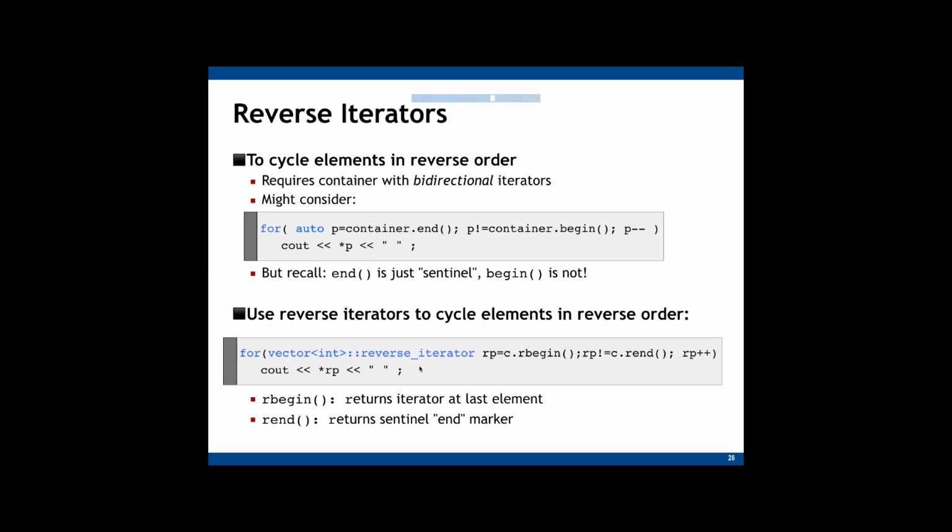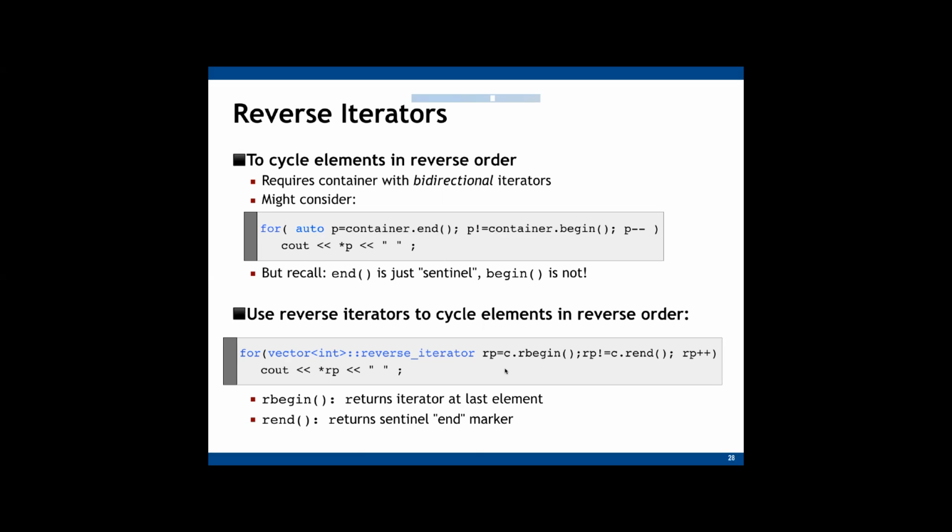Reverse iterator is only provided with containers with bidirectional iterators. The type of the reverse iterator is shown here. Very similar to the type of iterator, but you put the reverse here. And instead of using begin and end member functions, you use rbegin and rend member functions. R stands for reverse.